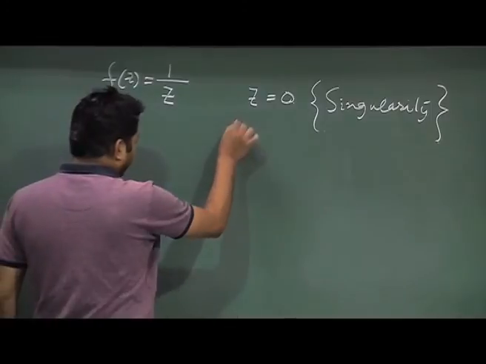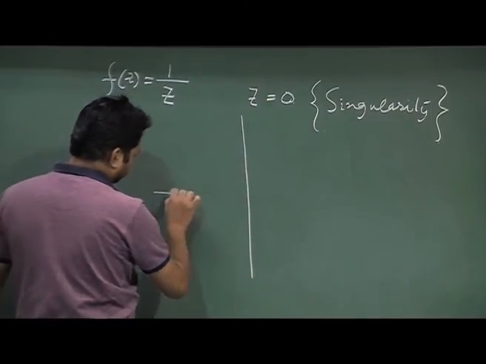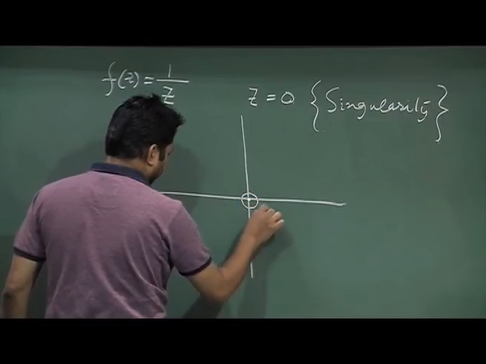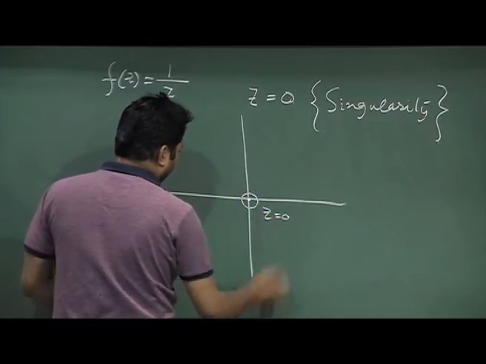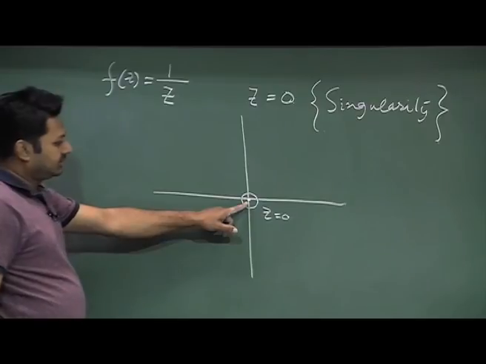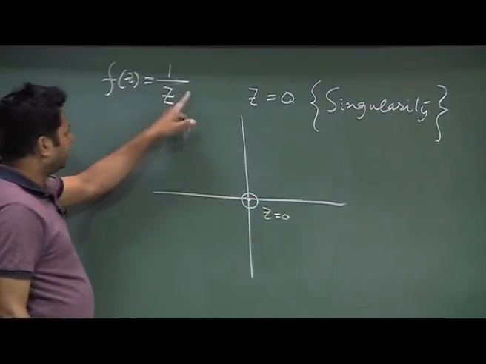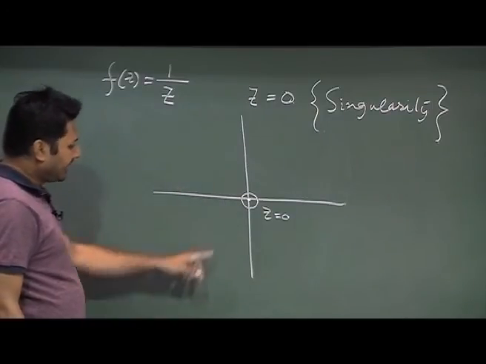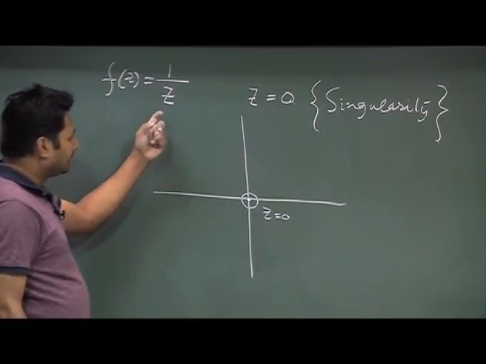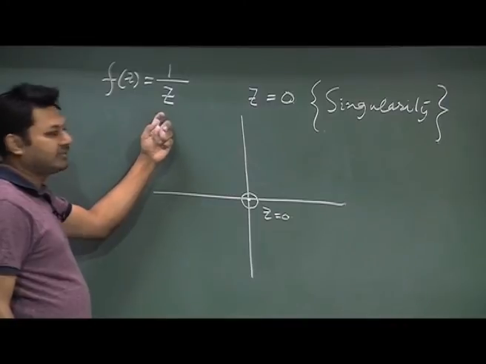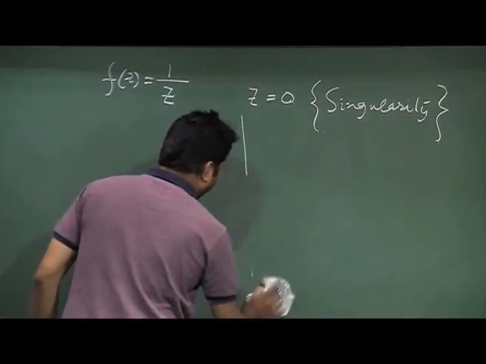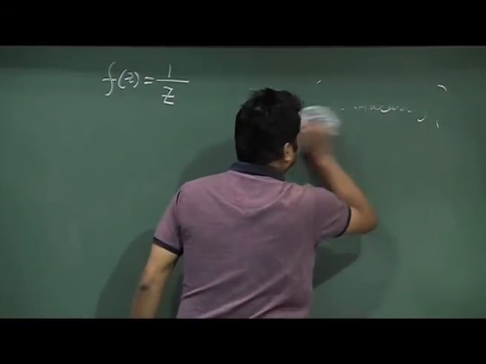So, if this is my region and if this is my point z equal to 0, except this point, the function is analytic everywhere. So, that means there may be some region where the function fails to be analytic. I can give you more examples so that things will be clear to you.